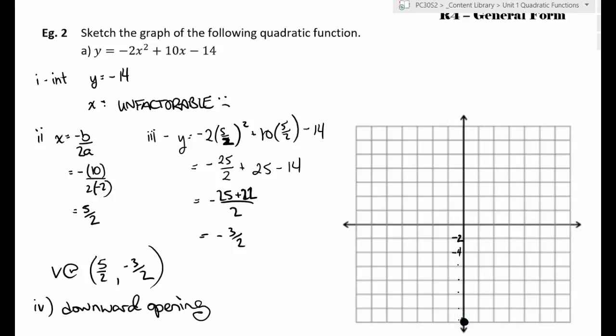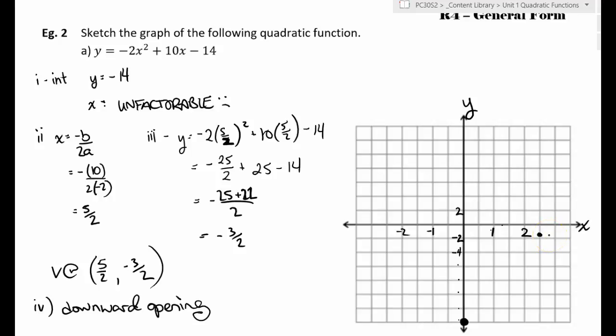Okay. I also know my vertex is at positive 2.5. I'm going up by 1. No, let's go up by halves, just because I can. So 2.5. Don't forget to label your axes. And -1.5, so about here.